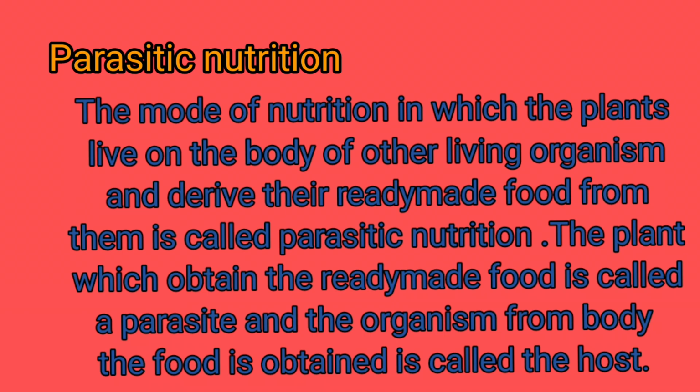Now is parasitic nutrition. The mode of nutrition in which the plants live on the body of other living organisms and derive their ready-made food from them is called parasitic nutrition. The plant which obtains the ready-made food is called a parasite, and the organism from whose body the food is obtained is called the host.